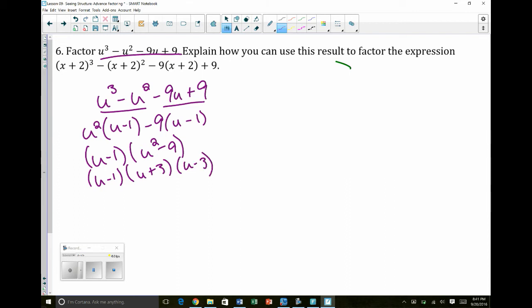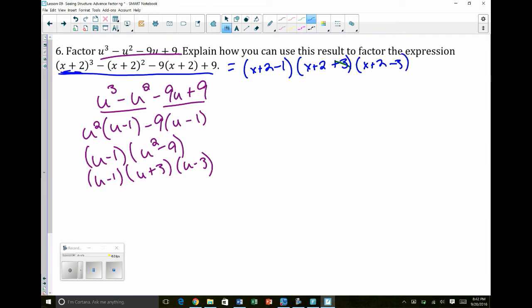So, how can I use that factorization to factor that expression there? Well, that expression is still something cubed minus something squared minus 9 times that something plus 9. So it's the same exact structure, but instead of a u, they plugged in an x plus 2. So that expression is equal to (u minus 1) times (u plus 3) times (u minus 3), with x plus 2 in place of u: x plus 2 minus 1, x plus 2 plus 3, and then x plus 2 minus 3.